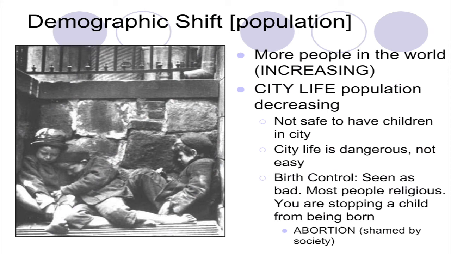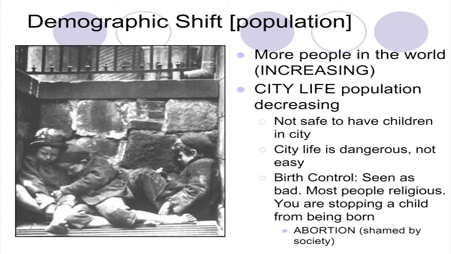This is a fancy word. We did not go over this in class. It's called demographic shift. This refers to population. So although people's diets are getting better, people are getting more money, you have to understand that inside the city, it was a different story.